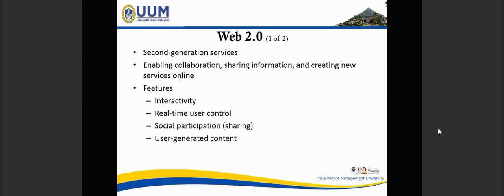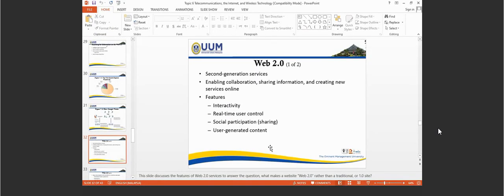What is Web 2? What is Web 3? Web 2 is something that makes communication more interactive, with real-time user control, social participation and sharing, and user-generated content. Why is Web 2 very important? It can help managers and directors gather information and help marketers have direct, interactive communication. Web 2 has very important features that can help businesses today. Web 2 is the second generation of web services, enabling collaboration, sharing information, and creating new services online.